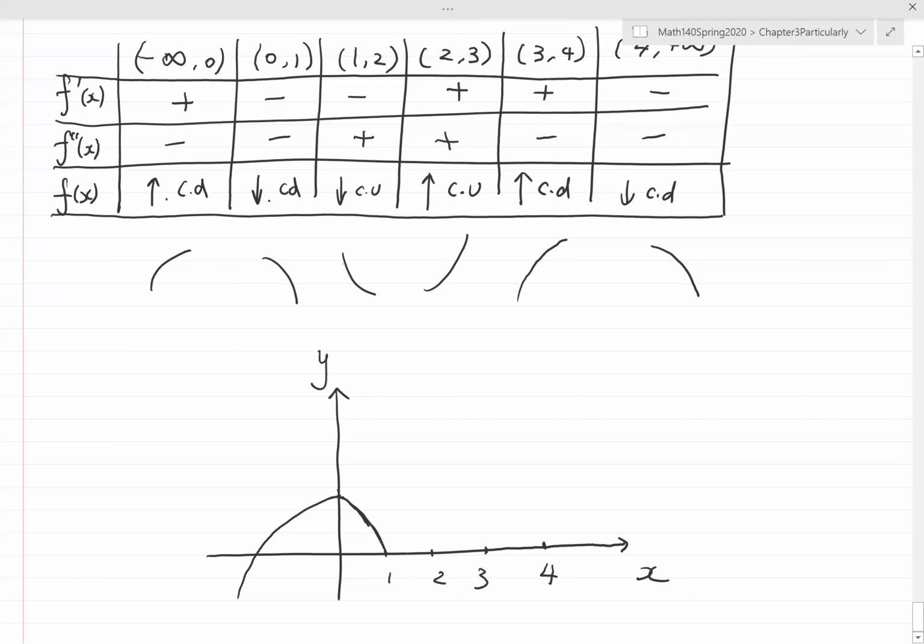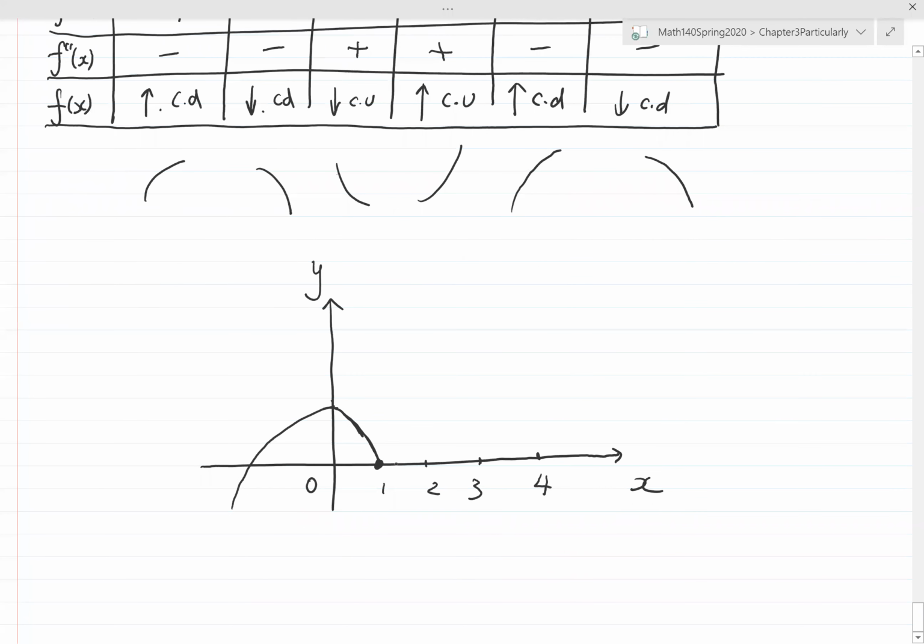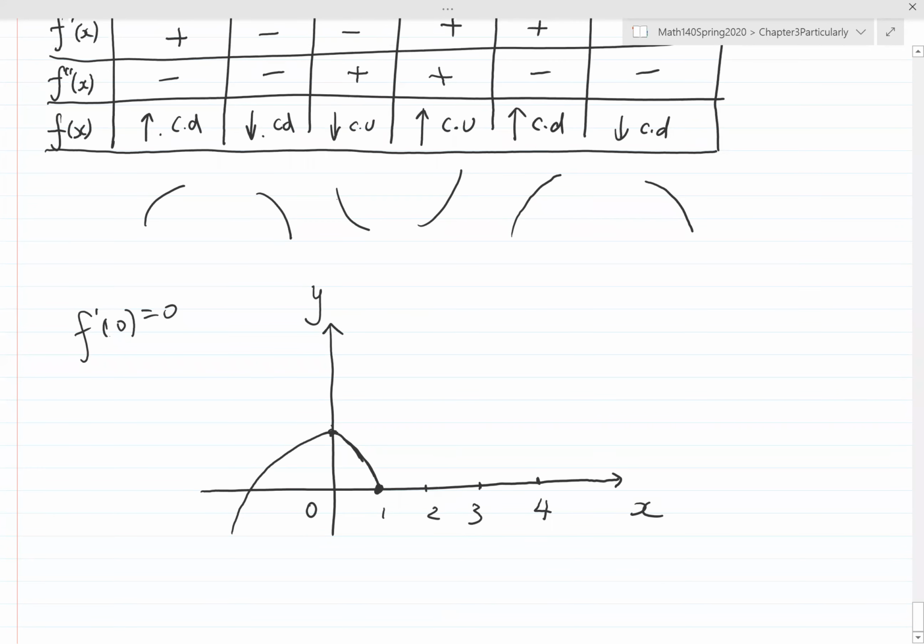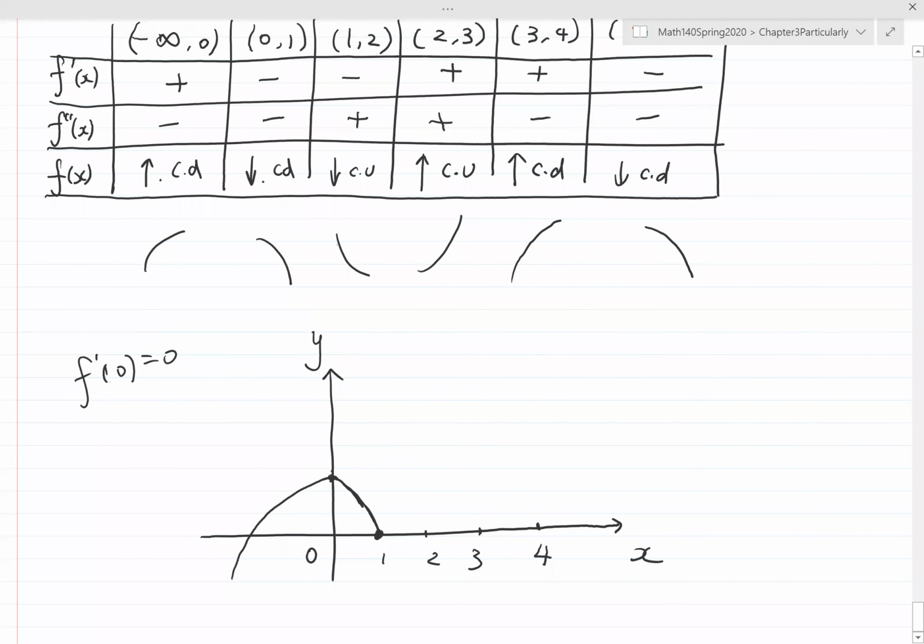Then from 1 to 2 is decreasing, concave up. Remember, there is a horizontal tangent line at 0, so f derivative at 0 is 0. And from 1 to 2, it's decreasing, concave up. Okay, from 2 to 3 is increasing, concave up.